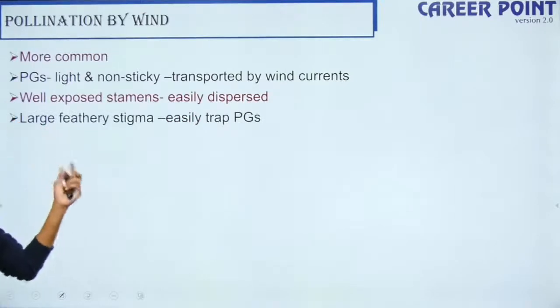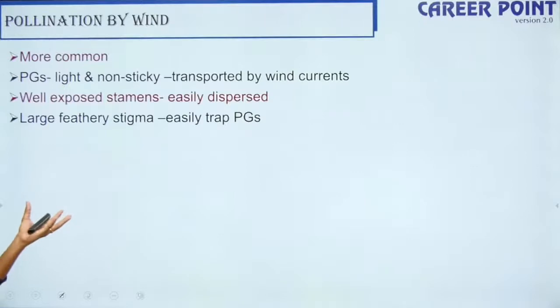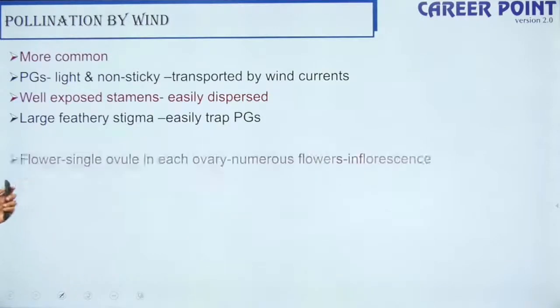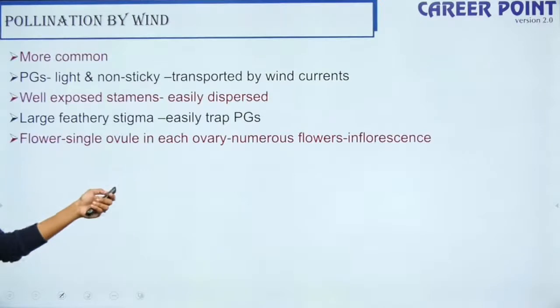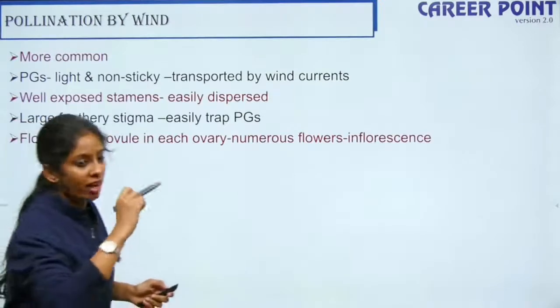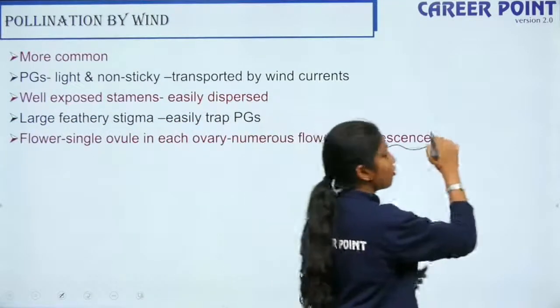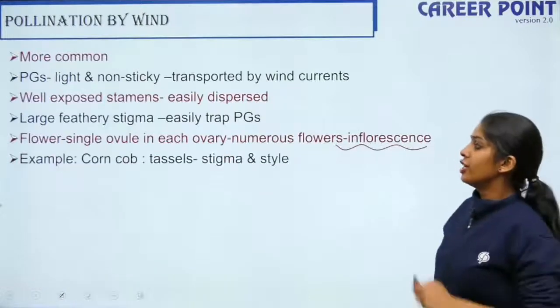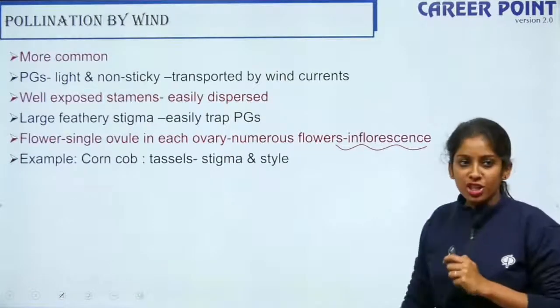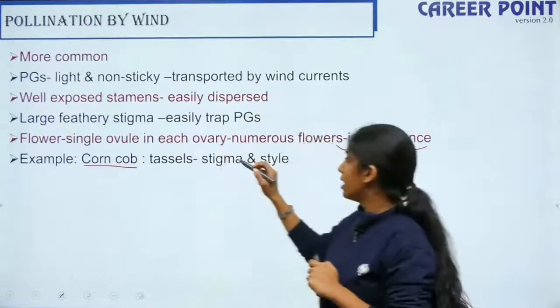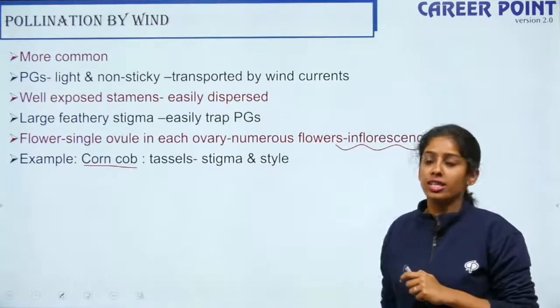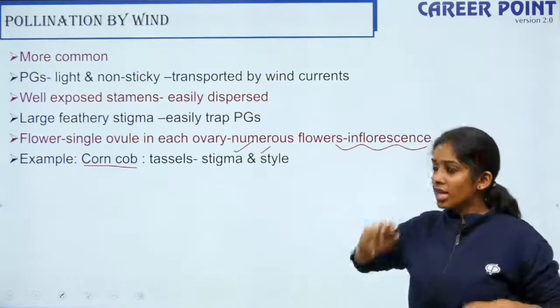Okay, so how should the stigma be? The stigma should be feathery and sticky so that it can easily capture your pollen grains. Alright, the flower should have a single ovule in each ovary and there should be numerous flowers present, in the form of an inflorescence. An example of pollination by wind is your corn cob, and it has tassels, which are basically your stigma and your style.